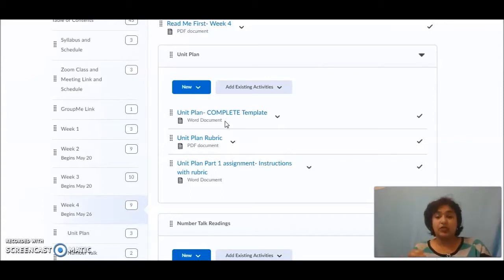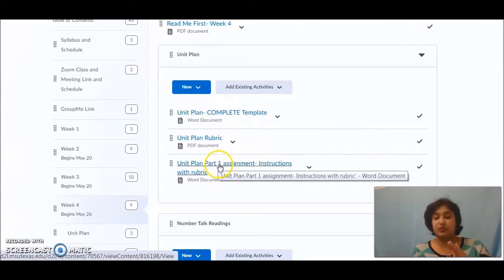But as you know, that unit plan is one grade that is duplicated for math, science, and social studies. So it is really important. If you look at week 4, you see a unit plan folder that has the complete template, the rubric, and then what you have to do for part 1. I'm going to show you the complete template and the rubric and then go into details with part 1.